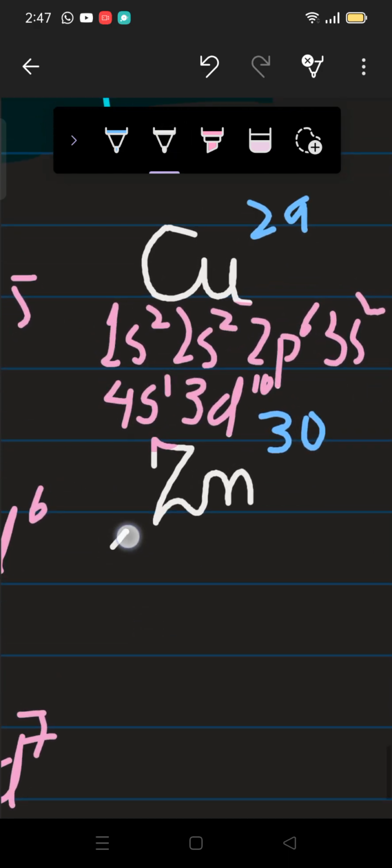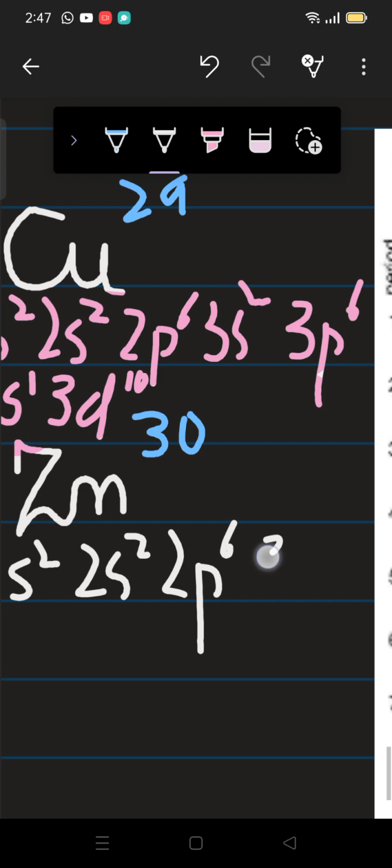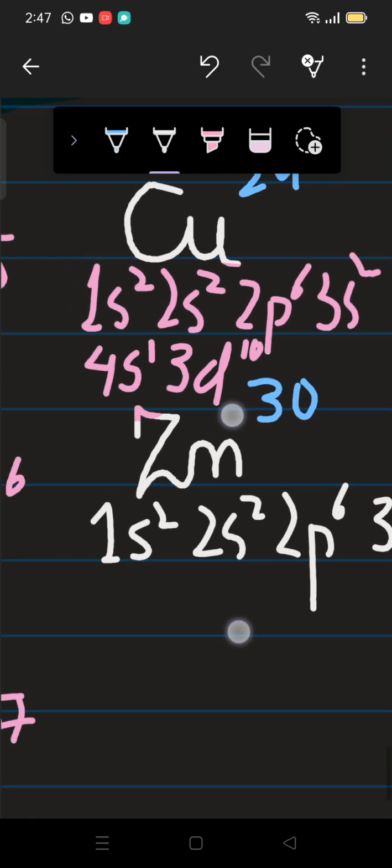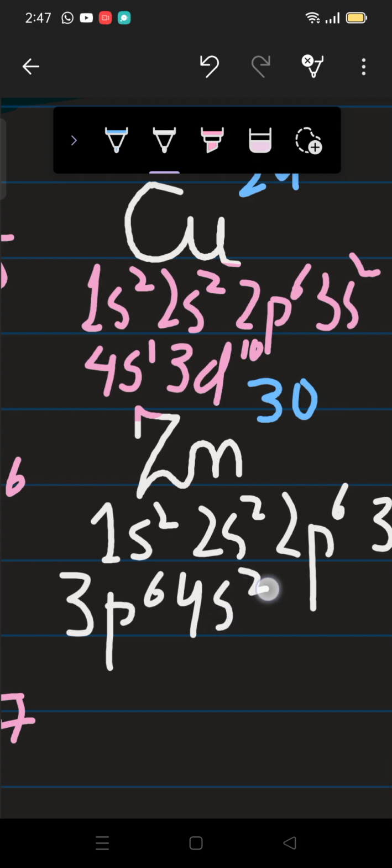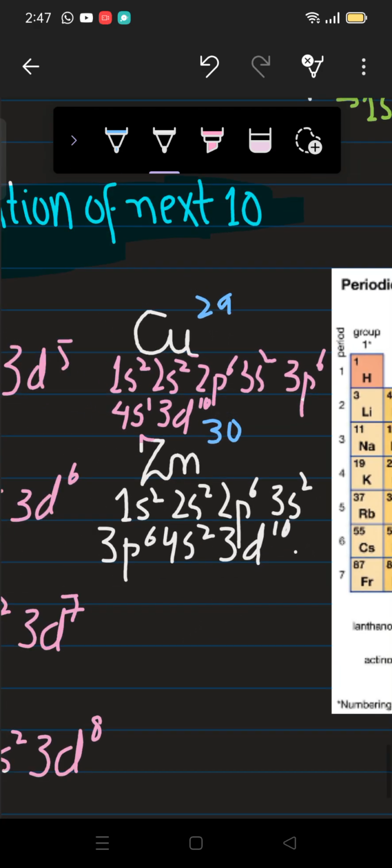Then again here, 1s2, 2s2, 2p6, 3s2, 3p6, 4s2, 3d10. This is the electronic configuration of zinc.